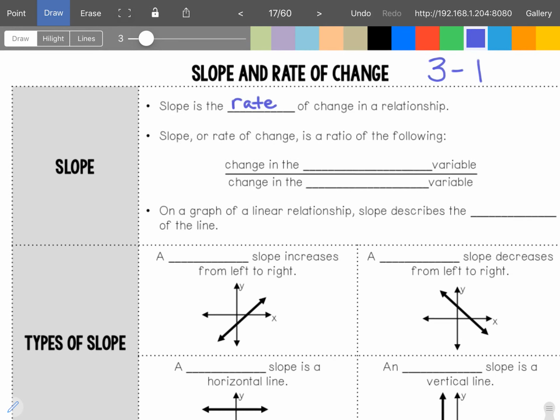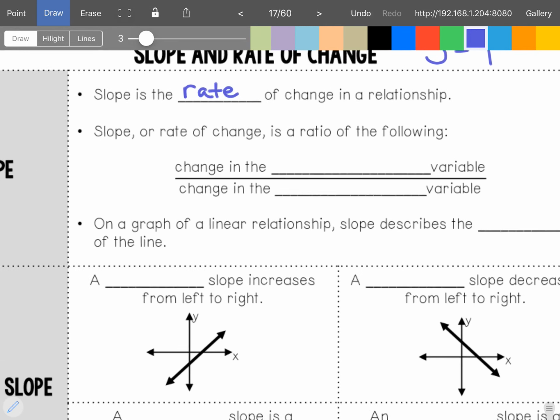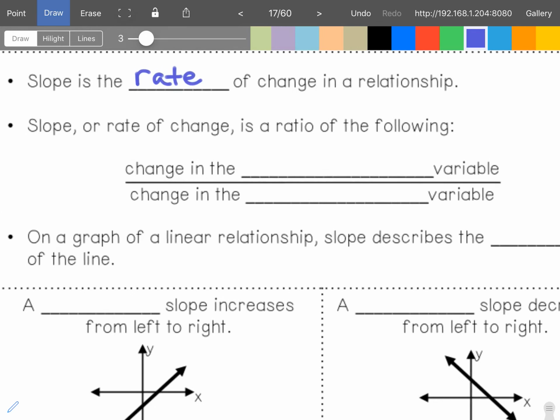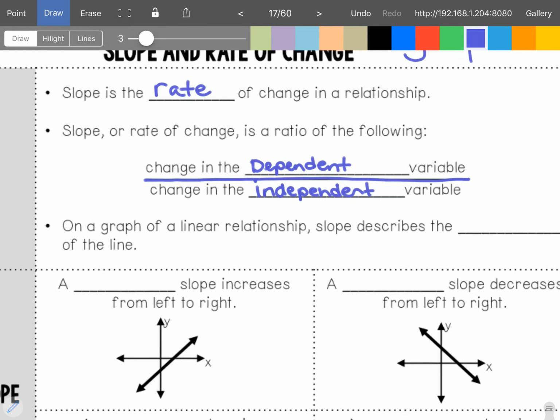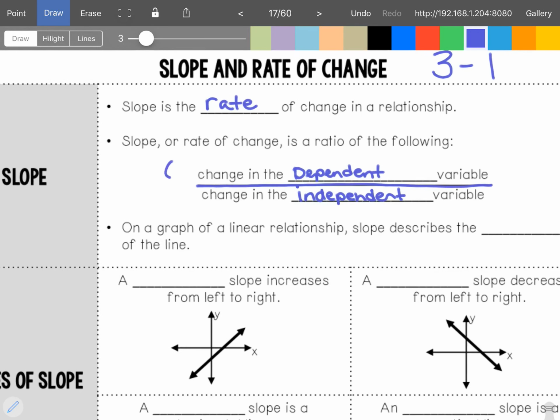Slope or rate of change is a ratio of the following: change in the dependent variable divided by change in the independent variable. The dependent variable will be our y, and the independent variable will be our x.